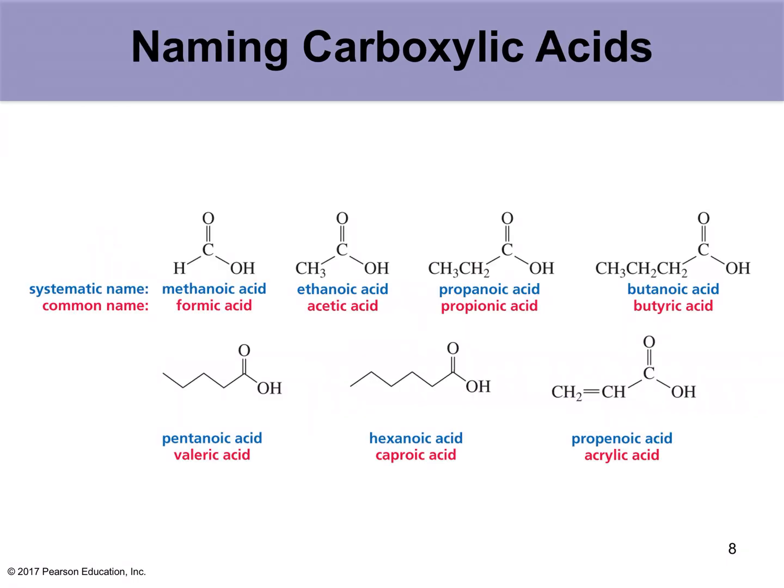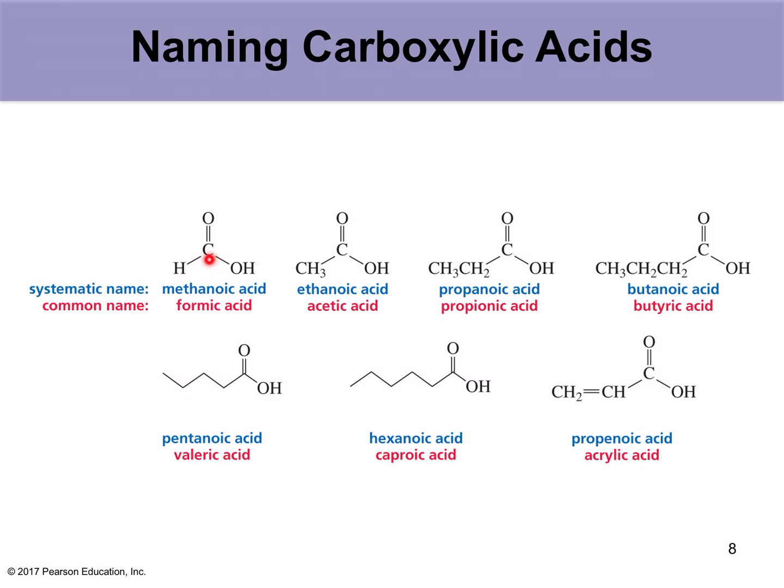And let's learn how to name the carboxylic acids. We always give number 1 to the carbonyl carbon of the carboxylic acid. Let's look at some of these carboxylic acids. So the systematic name, this has only one carbon. Remember, if you have one carbon, that's going to be an alkane: methane, ethane, propane, butane, pentane, hexane, heptane, octane, nonane, decane.